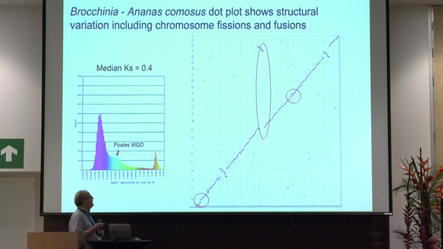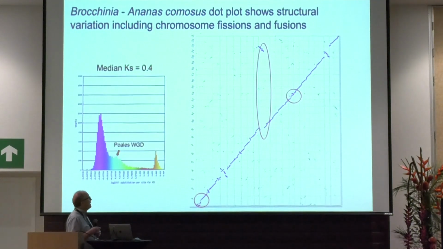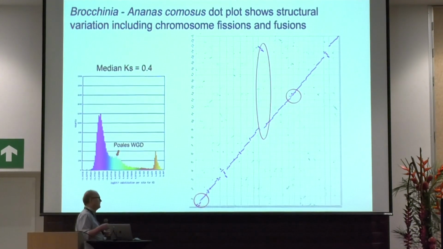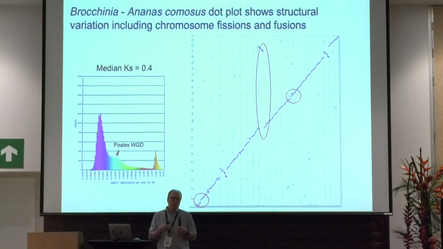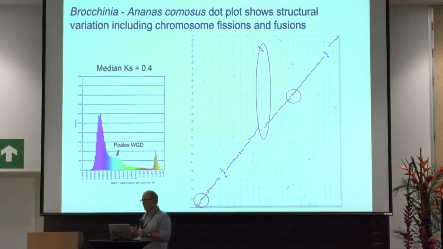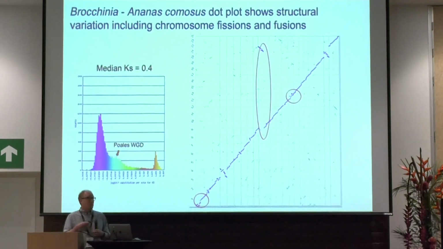Here, on the other hand, is an alignment with the ananas genome. And here we do see some larger structural variations. We also know most of Bromeliaceae has around 50 chromosomes per haploid genome, but this Brocchinia that we've sequenced has 24 that we've assembled in both these haplotypes. So we've got some fissions and some fusions that we see as we compare these two genomes.